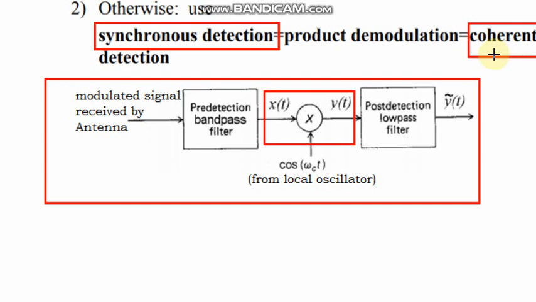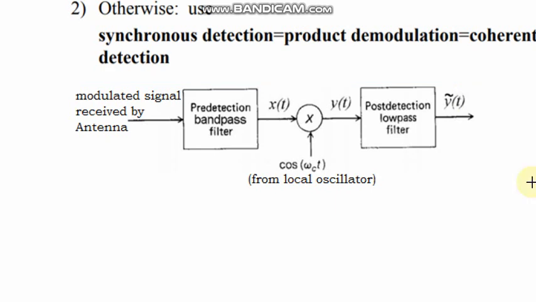Only then will it be known as synchronous detection or coherent detection. Understood? Coherent means two signals having the same frequency and same phase, and synchronous means all synchronized. Here the product of x(t) and cos ωct is equal to y(t), and since this product provides the message signal, this process is also known as product demodulation. So this is the concept of synchronous detection.